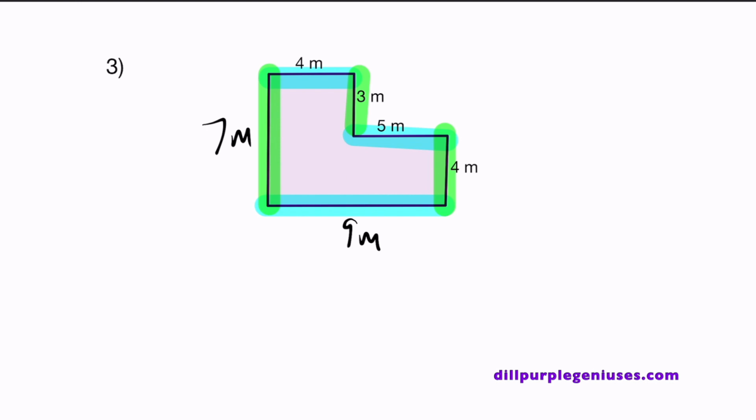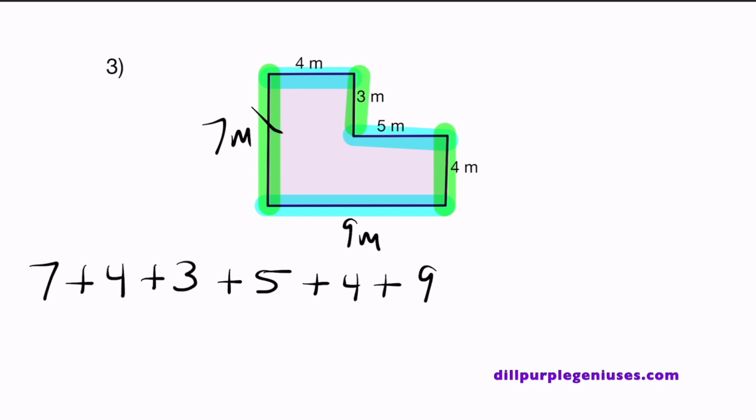Now that we have all the sides, we need to add them all up. But be careful not to accidentally repeat a number. A way to avoid that is to mark the starting line. So, for example, let's start at 7 meters. And we're going to add clockwise. So we have 7 plus 4 plus 3 plus 5 plus 4 and then plus 9. Now we can finally add this.